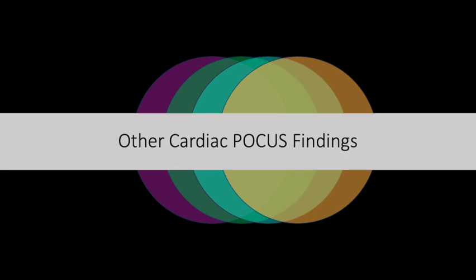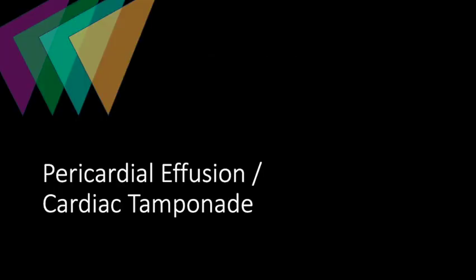Today, we're going to focus on a short lecture that covers some of the other things that we might see when looking at the heart using point-of-care ultrasound. First up, and quite importantly, we should be able to identify large pericardial effusions, particularly those that might lead to cardiac tamponade.